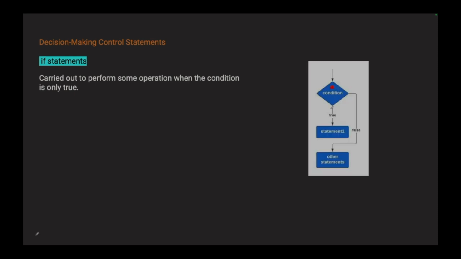So, decision-making control statements. First is the if statement. It is a simple statement that we will see in C programming or any other programming language. It is used when the condition is only true. Here you can see, if this condition is true, then statement 1 will be executed. And there is no else part in this statement. If this condition is not true, if it is false, then other statements will be executed. If the condition of the statement is true, then the statement under the if block will be executed.